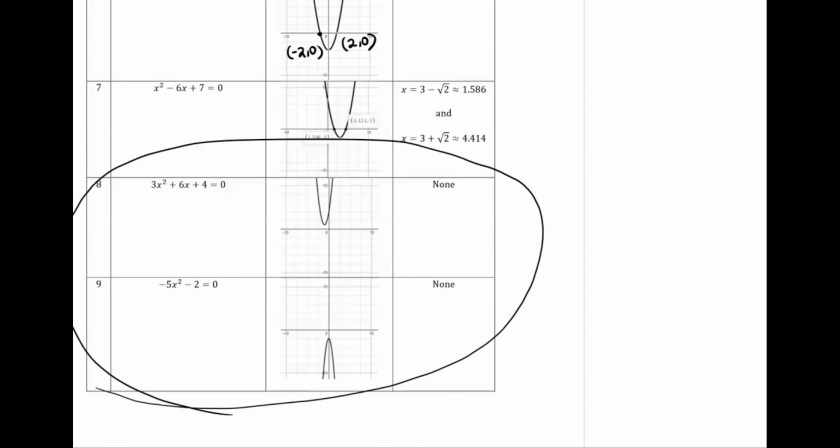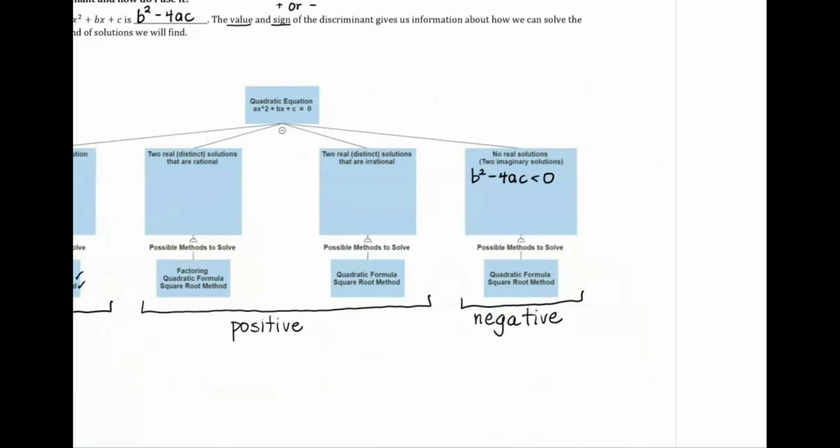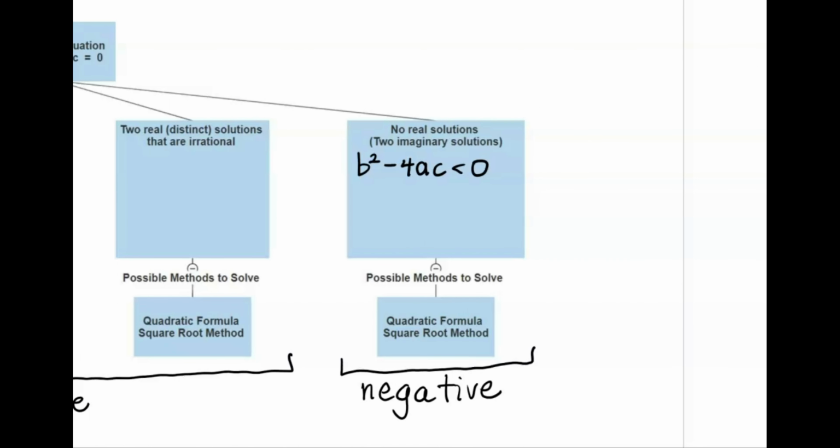As a reminder, that's what was happening up here in examples 8 and 9. Examples 8 and 9 had no solutions. In example 8, that graph never touched the x-axis, and in example 9, that graph never touched the x-axis. So if we were to calculate the discriminant for 8 and 9, we would be getting negative numbers, which would tell us we're not going to have any solutions. At least not any real solutions. We would have imaginary solutions, 2 imaginary solutions.